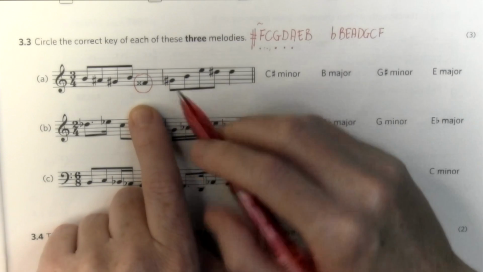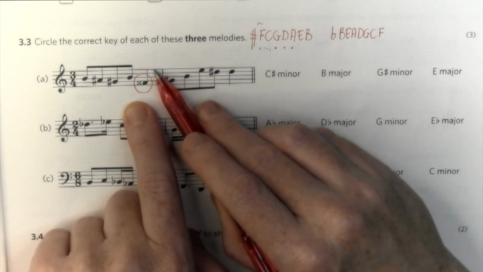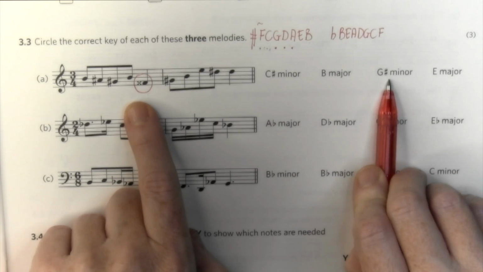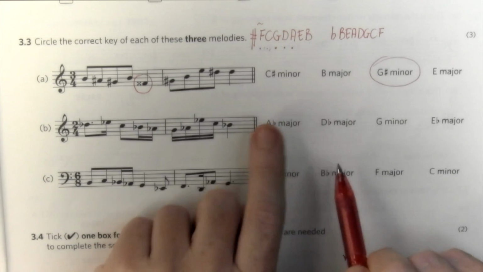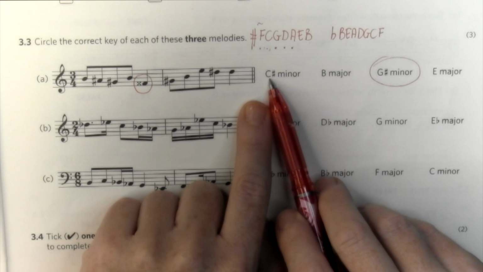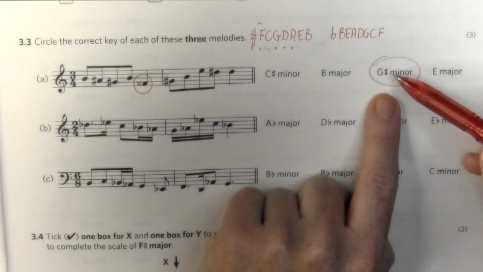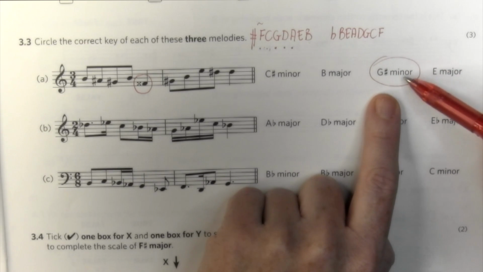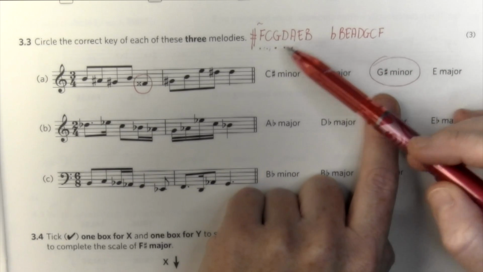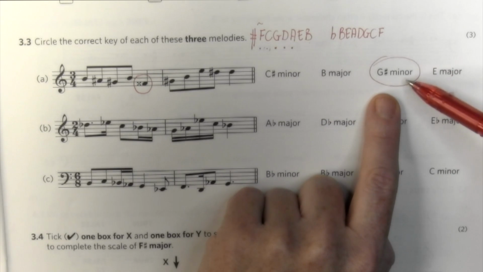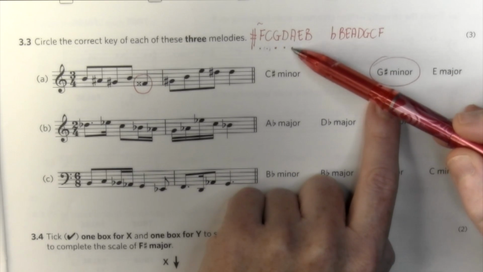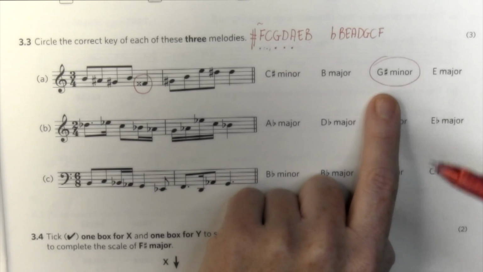Now, fa double sharp is the leading note, one semitone above, of G sharp minor. And here it is. Let's exclude the other options. C sharp minor, and G sharp minor is the relative minor of B, so 3 semitones above, B major. B major has 5 sharps, and in fact here they are, because B minus 1 semitone is A sharp, so A sharp is the last sharp of our key signature, so they match.